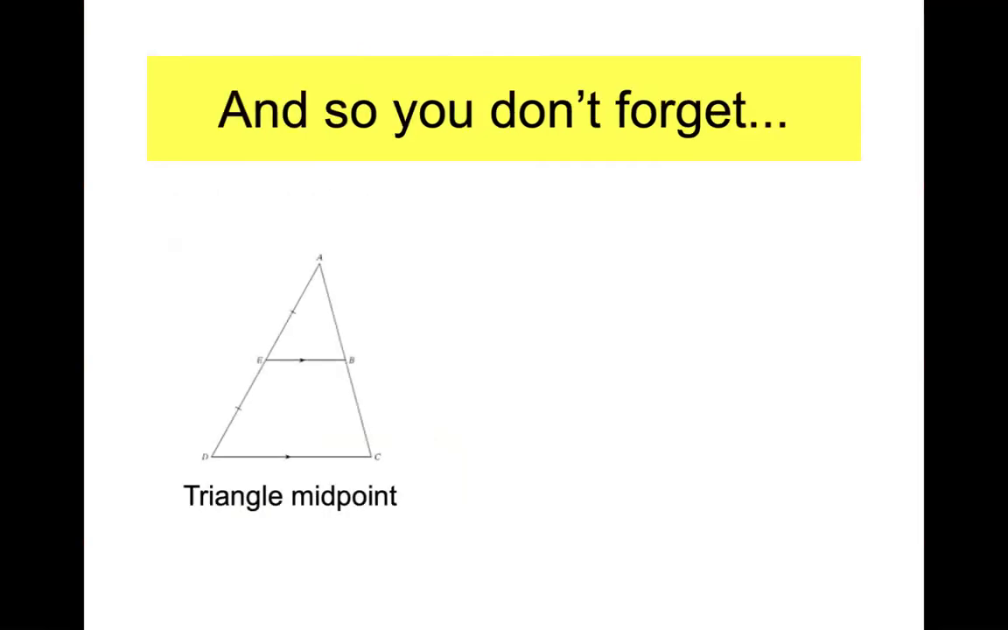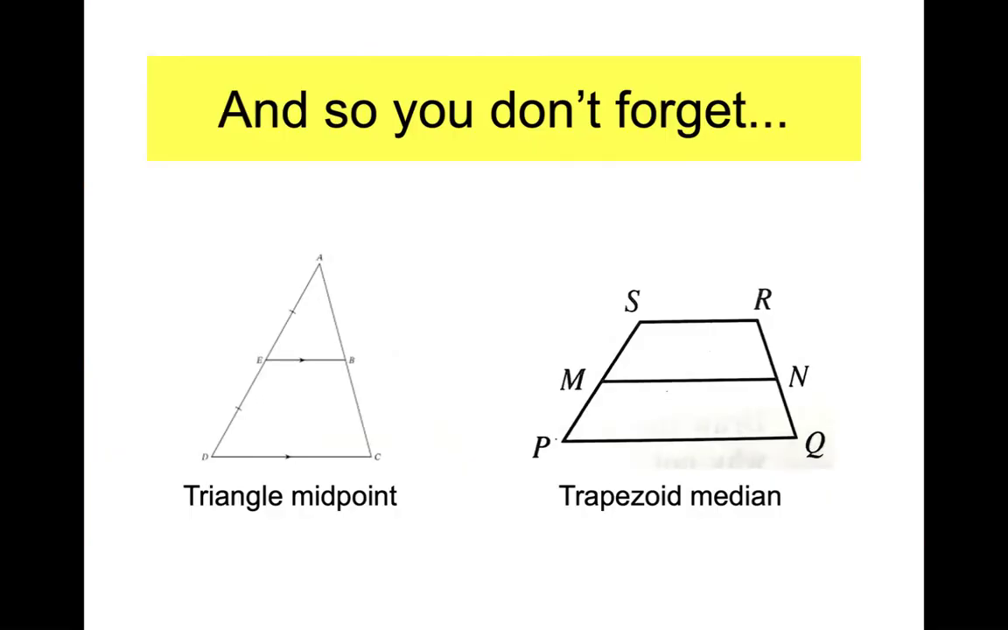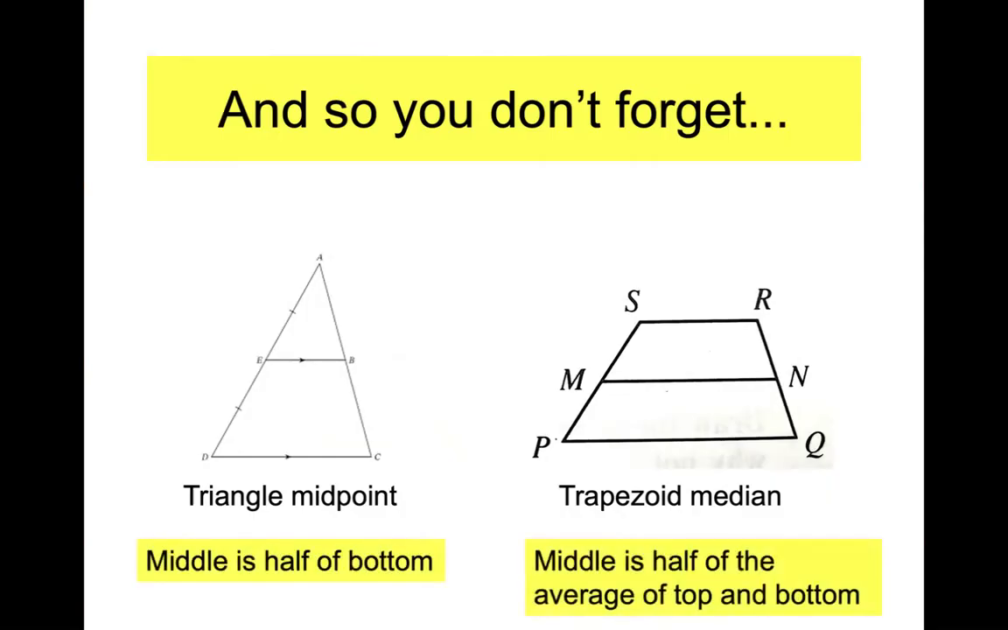All right. Don't forget that we have a similar one, which looks like this. We also call that the median of the triangle. So you have the trapezoid median, and you have the triangle midpoint, as they call it, but you could call it the median as well. Those are very similar to each other. For the triangle one, EB is equal to 1/2 of DC. And for the trapezoid one, MN is equal to half of the sum of SR plus PQ. All right. Make sense?